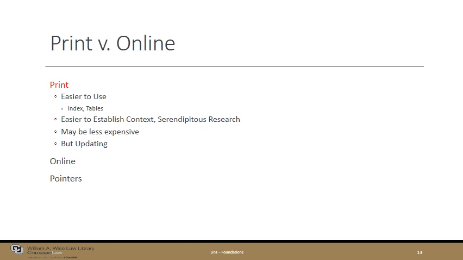In print, I think what you'll find is that actually secondary authority, particularly the treatises, are a little easier to use in print. It's easier to obtain contextual clues from the publication itself.